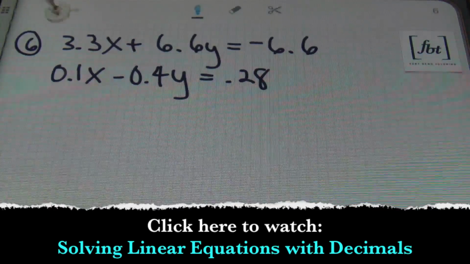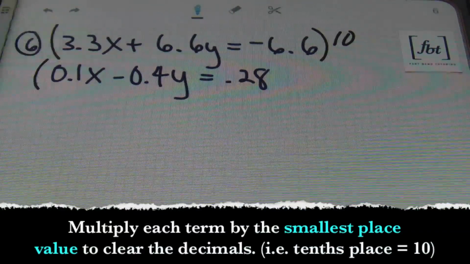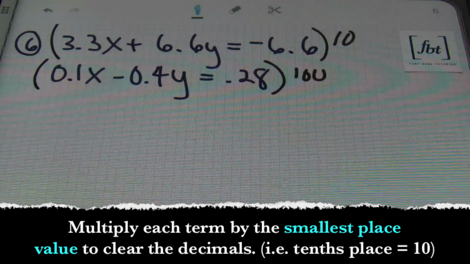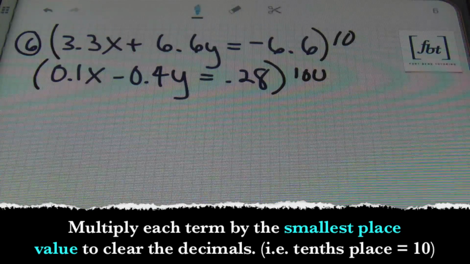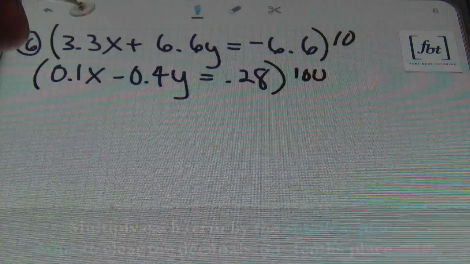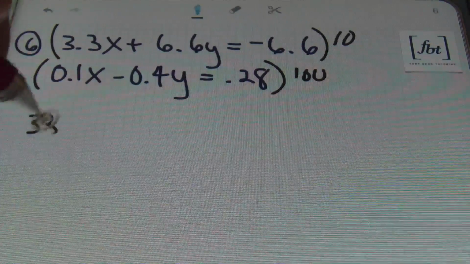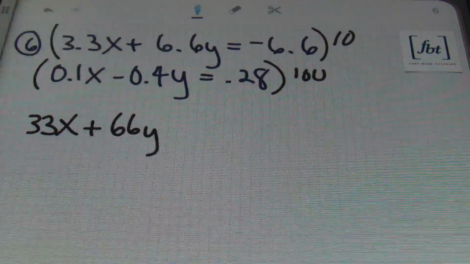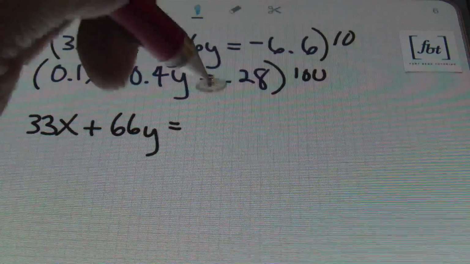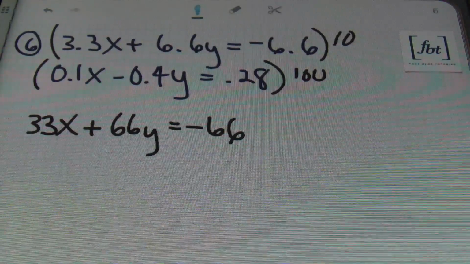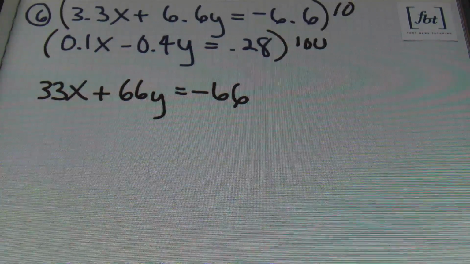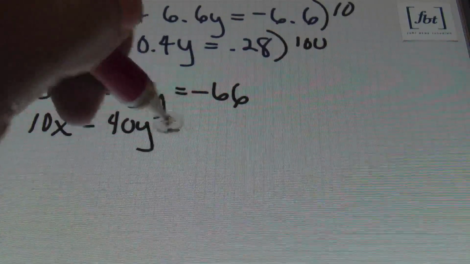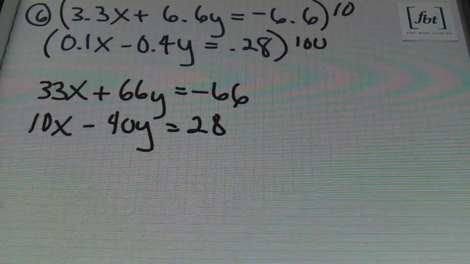So here I'll be multiplying the entire first equation by 10, and I'll be multiplying the entire second equation by 100 because we have the hundredths place shown in our second equation. So let's see what happens when I rewrite it. Multiplying 3 3/10 times 10, I'll end up with 33. So this is now 33x. Plus 6 6/10 times 10 is 66y. Negative 6 6/10 times 10 is negative 66. Just like that. Then, in the second equation, I'll be multiplying by 100. So this becomes 10x minus 40y equals 28. And that's what I have thus far.